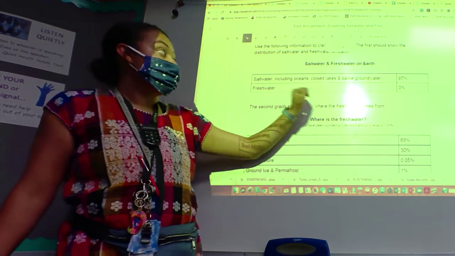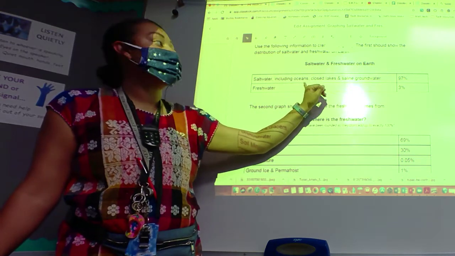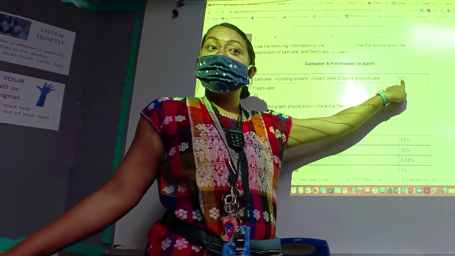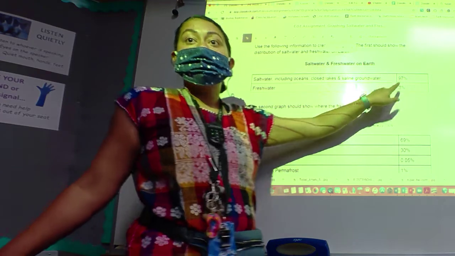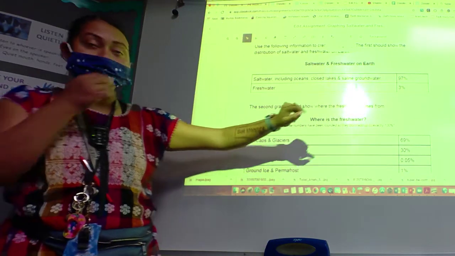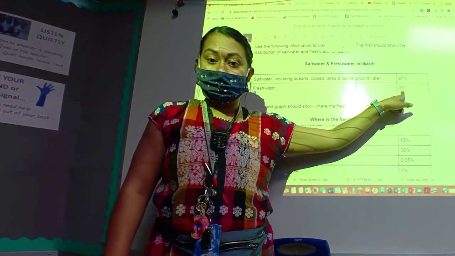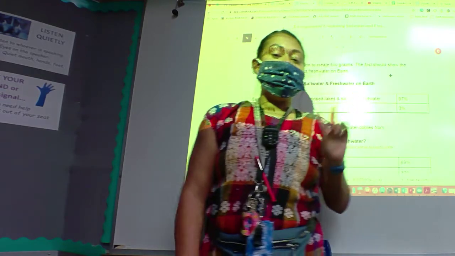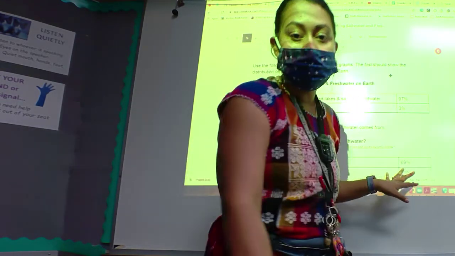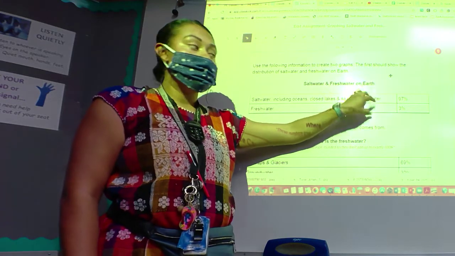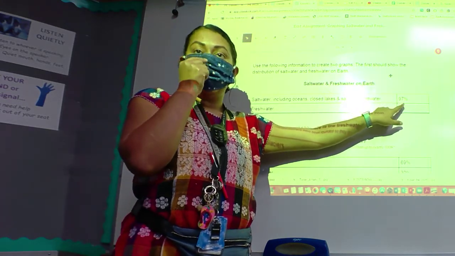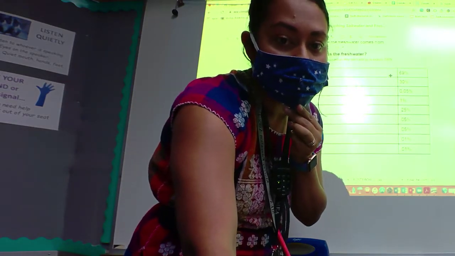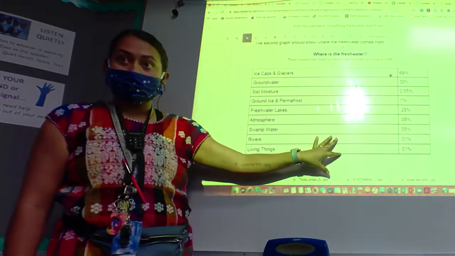Thank you. Okay, so salt water, which is including oceans and closed lakes and saline groundwater, is what percent? 97. So that means for fresh water left over, we have 3%. Okay? So now we're going to create 2 graphs using these 2 tables. This is what the first graph will look like. 97% salt water, 3% fresh water. And then our second pie graph is going to look like this with this information.